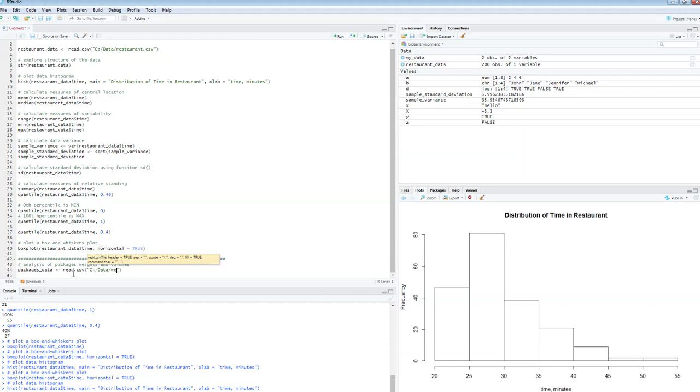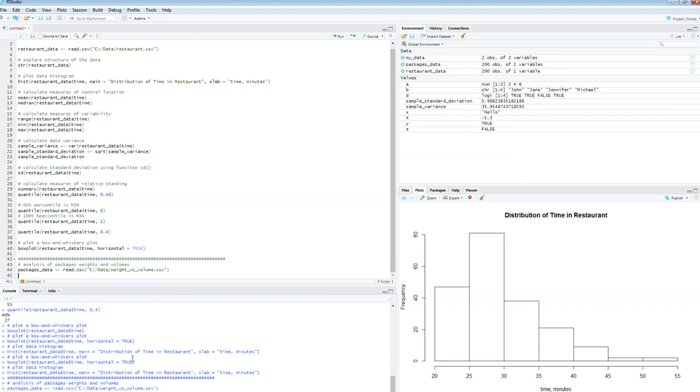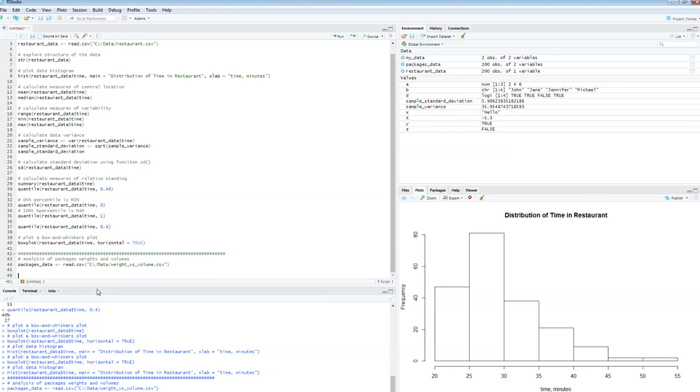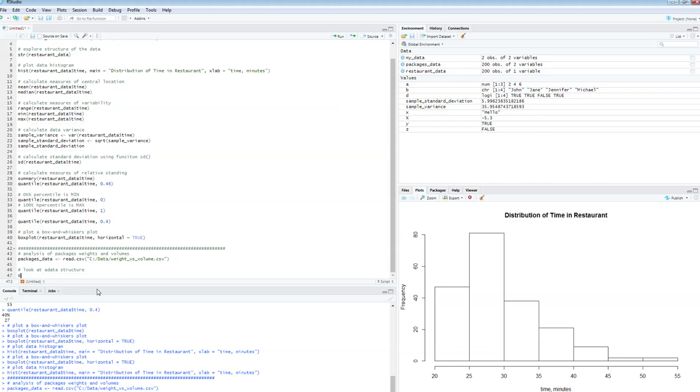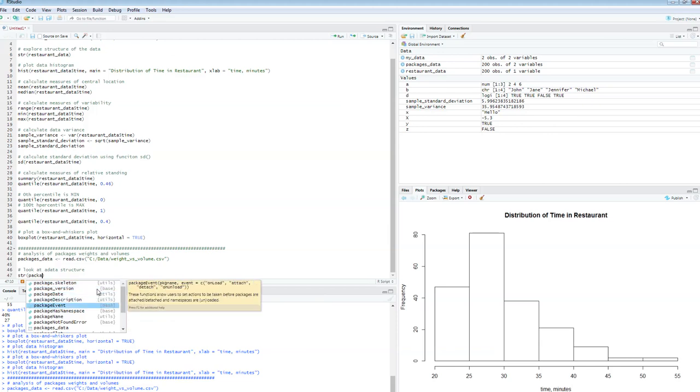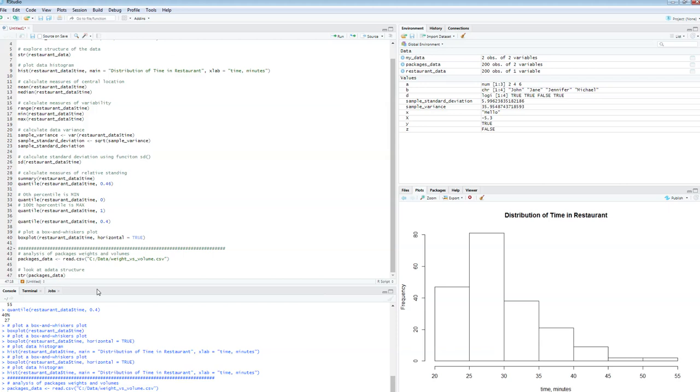What's the name of this thing? weight_vs_volume.csv. Here I'm using a PC, that's why I write C, data. If you're using a Macintosh, then probably you have to start with a tilde. We discussed it before, that's just FYI. I'm going to run this line. It doesn't curse at me, that means the data is in. Let's take a look at the data structure: str of my data, which is called packages_data.